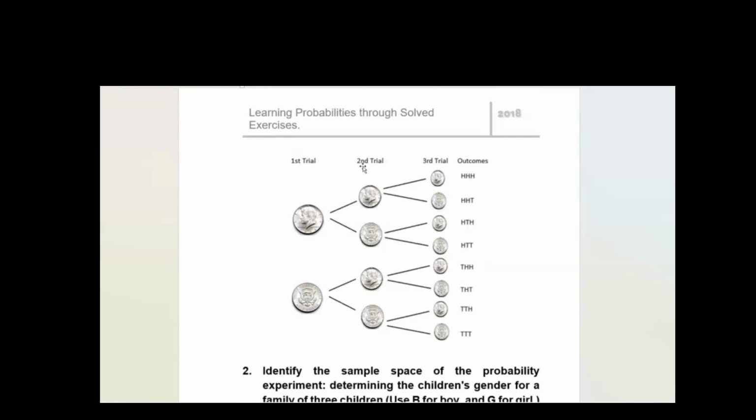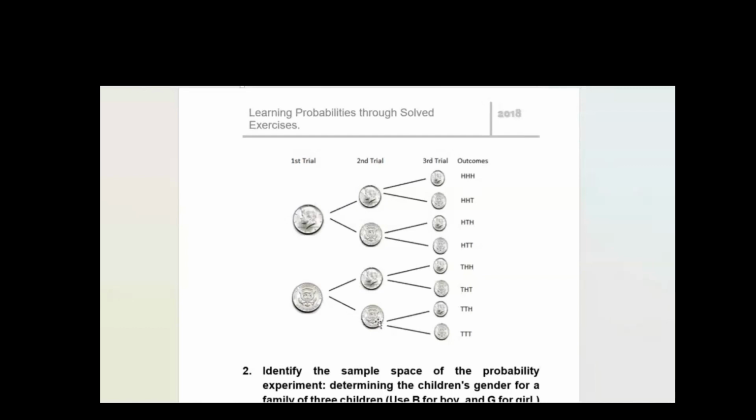Now, when you toss the coin a second time, you again have 2 outcomes, head or tail. But now, putting together the first 2 times that you toss a coin, you can have that the first time it was head and the second time it was head, or the first time it was head and the second time was tail, or the first time was tail and the second time was head, or the first time was tail and the second time was tail.